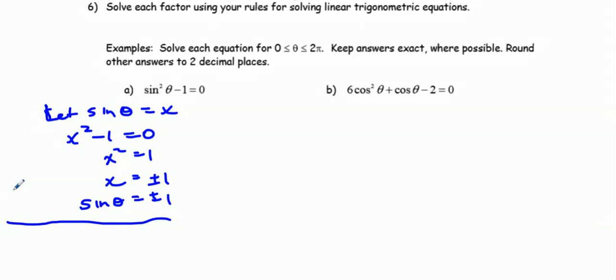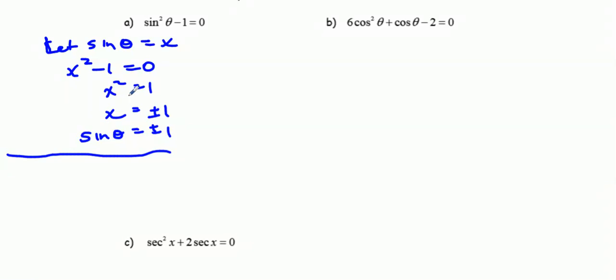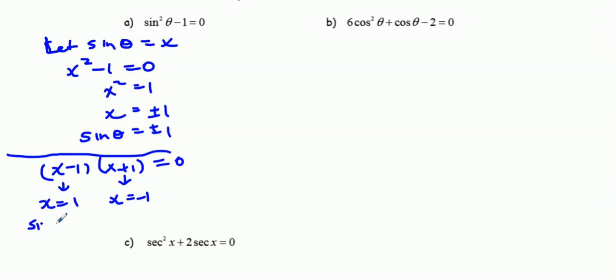So I'm not going to do that because I want to avoid any mishaps here. So I am going to go ahead and factor that. It's a difference of squares. So it would be x minus 1, x plus 1 equals 0. I'll solve for x, and so I get x equals 1, x equals negative 1, and I'm going to replace x with sine theta. So sine theta equals 1 and sine theta equals negative 1.